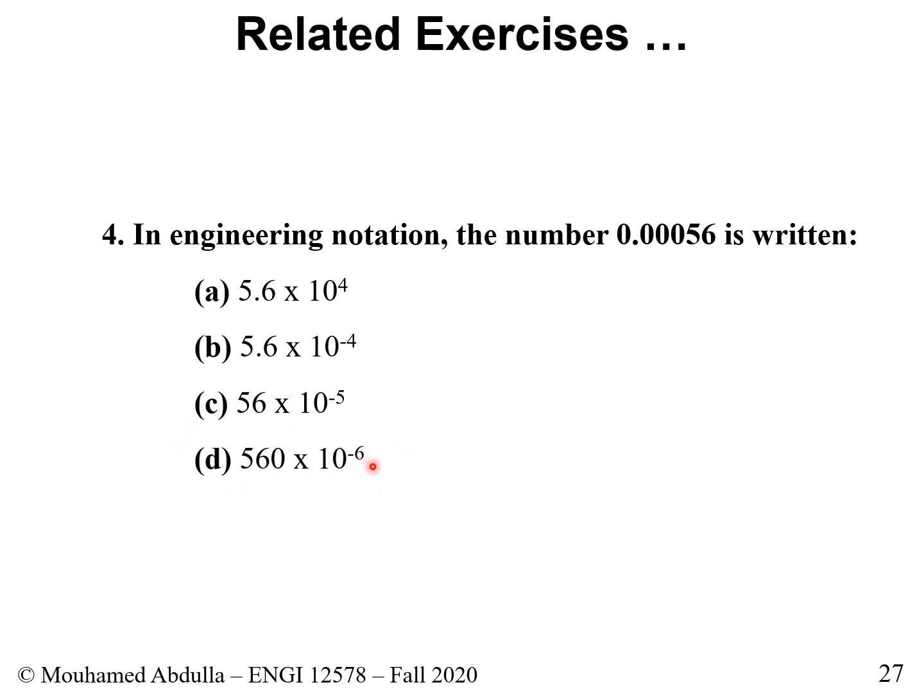And again, we did this through elimination. Now let's just check. Does it work if you represent this in engineering notation? So if you move by 1, 2, 3, 4, 5, 6, it will be 560 times 10 to the minus 6. And the answer is indeed D.